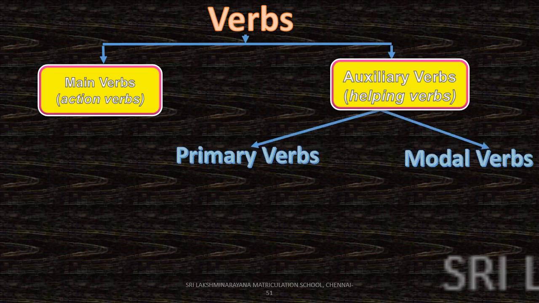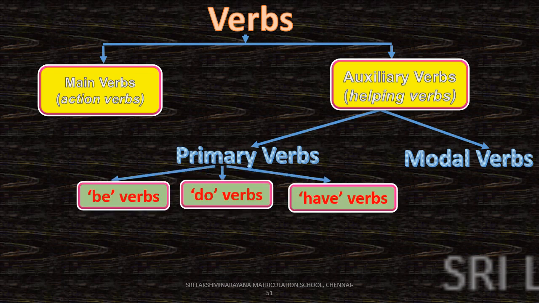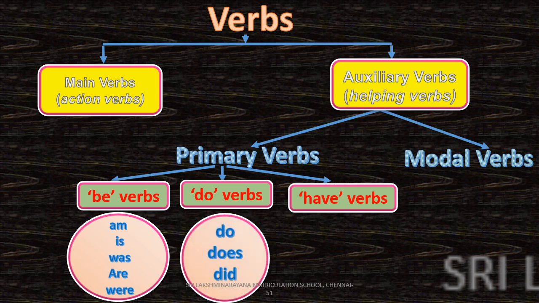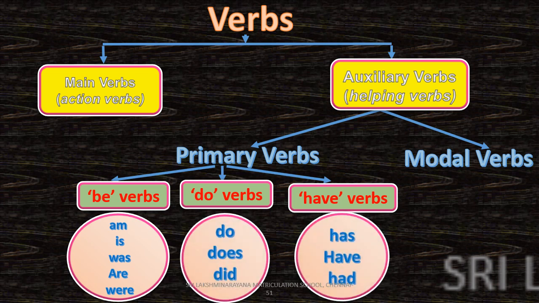The most important primary verbs are be verbs, do verbs, and have verbs. Be verbs are nothing but am, is, was, are, and were. Do verbs are do, does, and did. Have verbs are has, have, and had.